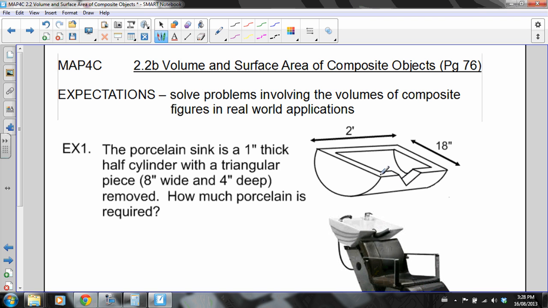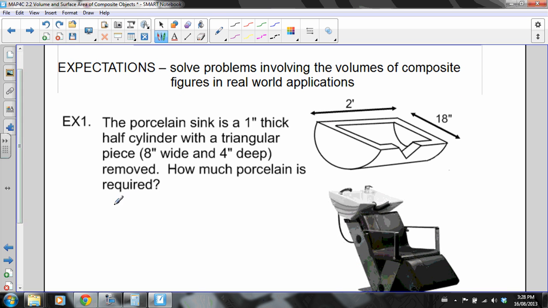How much porcelain's required? How much porcelain would fill this sort of half cylinder? That's a volume question, right? And this is going to actually take some planning, some thought to figure out how to calculate this volume, because this is a complicated shape. Composite figures means, you know, not straightforward, not the easiest one.